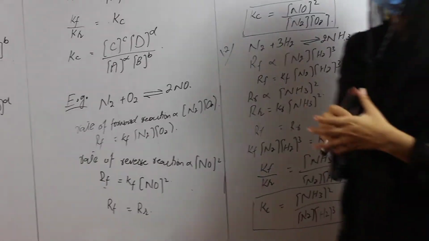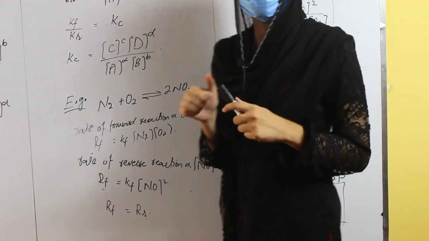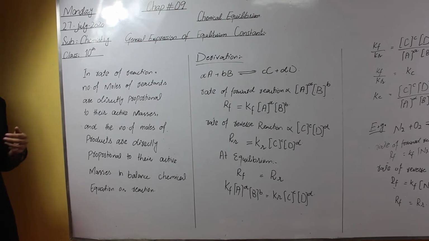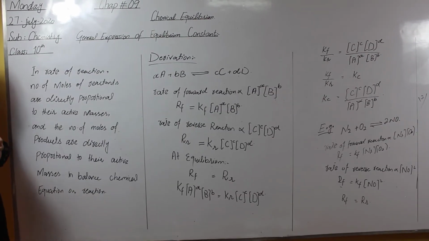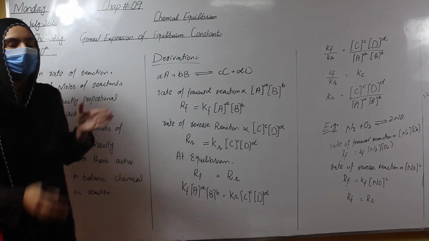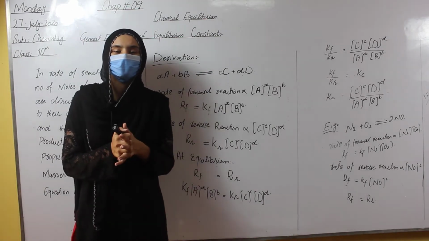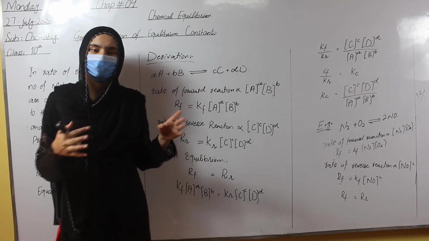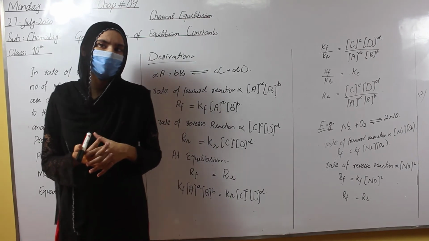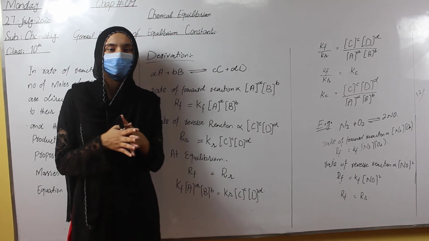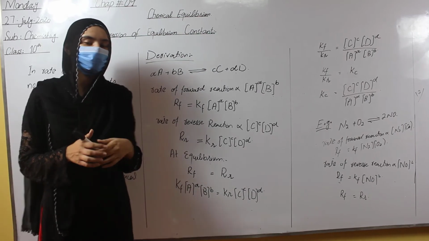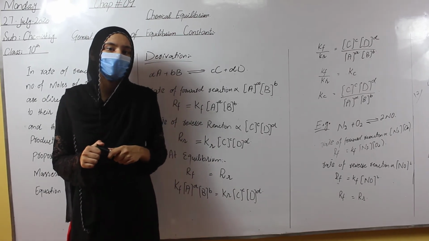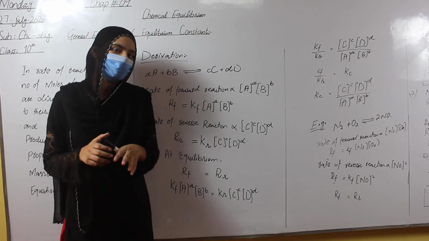Now I repeat the whole lecture which we did today. In today's lecture we discussed the general expression of the equilibrium constant. In the previous lecture we discussed the law of mass action, and today we discussed the general expression for the equilibrium constant, means we are doing a practical example of the law of mass action.